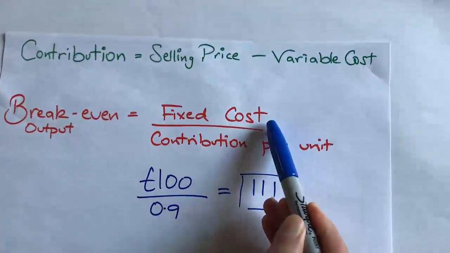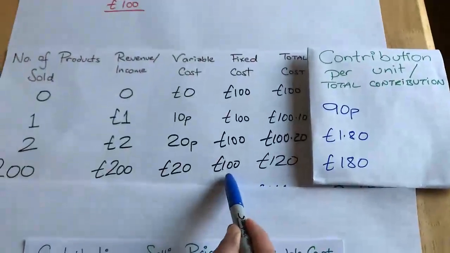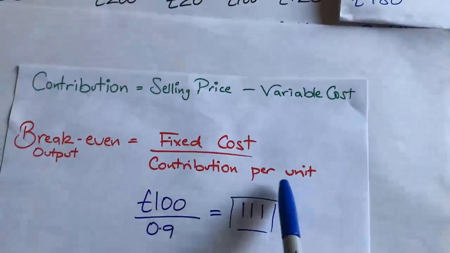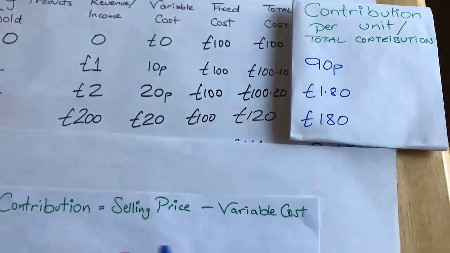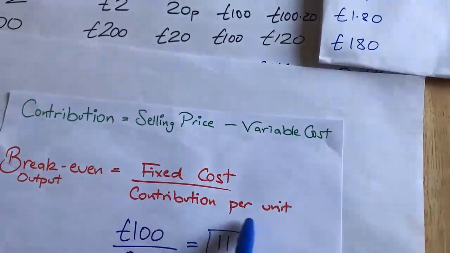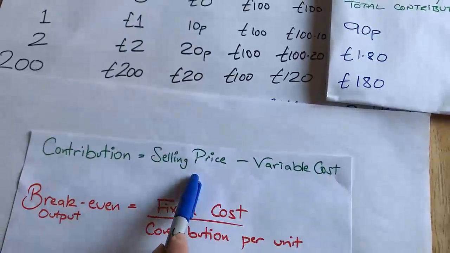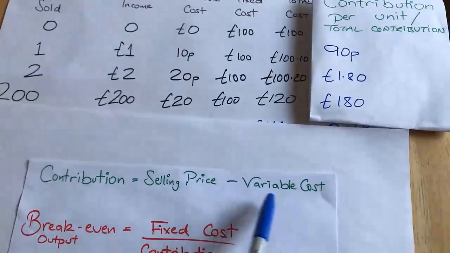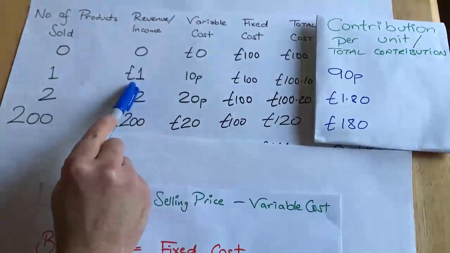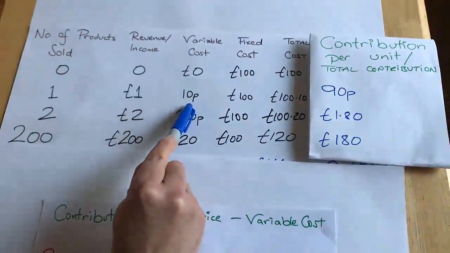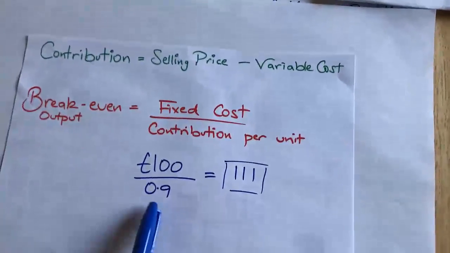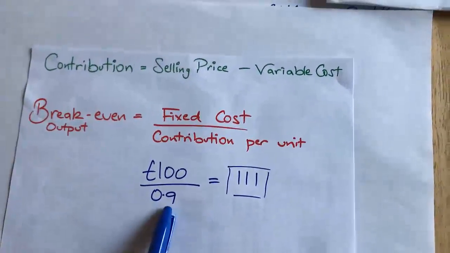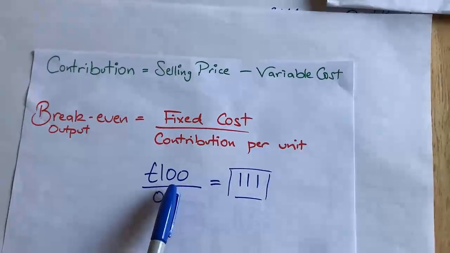Fixed cost, which in our case is £100, divided by contribution per unit. Contribution per unit is 90 pence. How do we know that? We work out contribution per unit by looking at selling price per unit minus variable cost. Selling price is £1, £1 minus 10 pence. Our variable cost gives us 90p. 90p we put here, 0.9 representing 90 pence, and then £100 is the fixed cost.